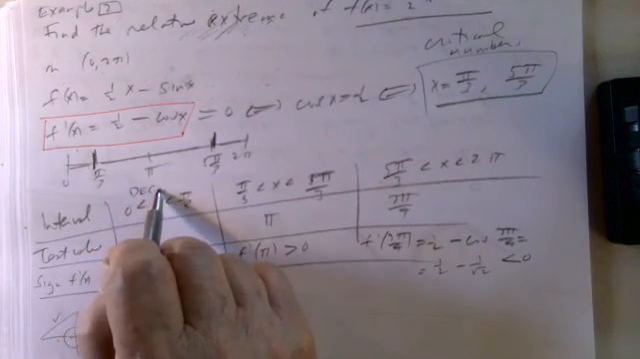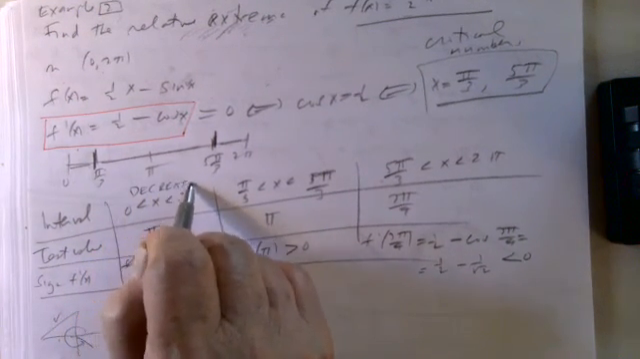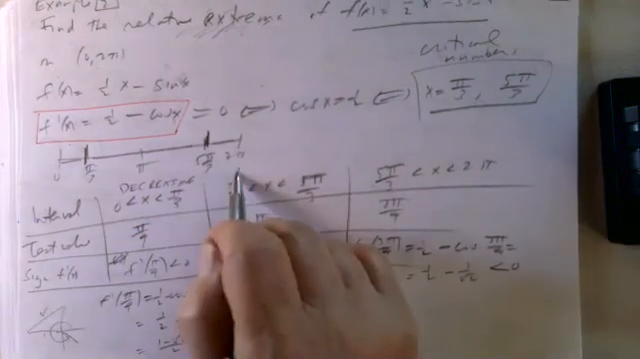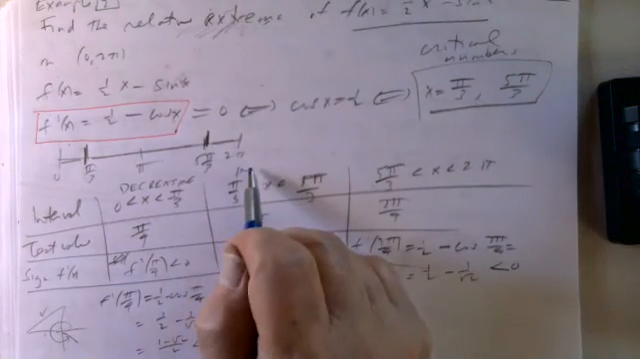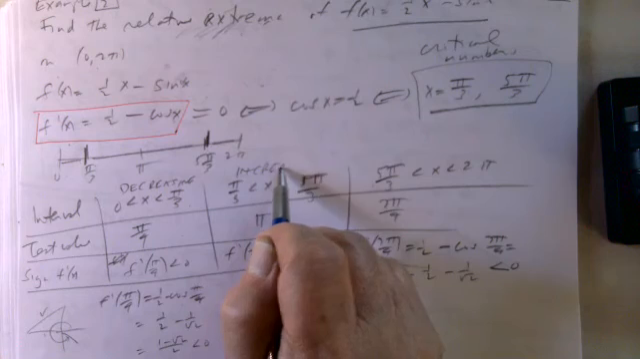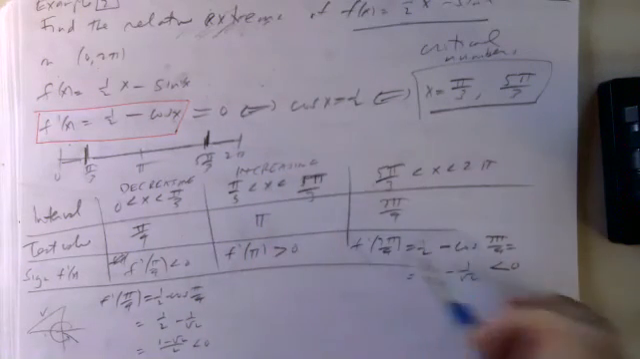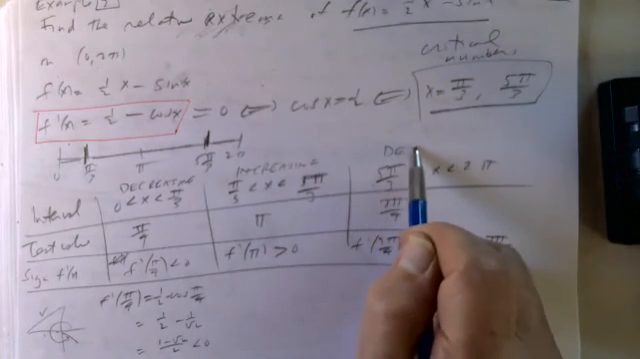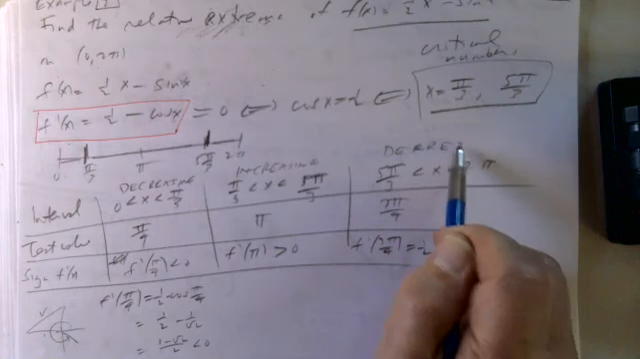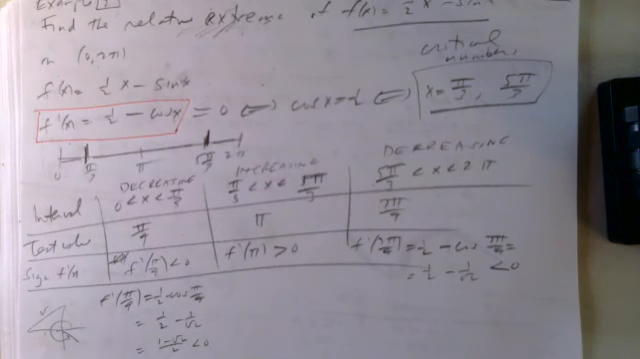So I'll just write it up here. Here the function is decreasing. Here the derivative is positive, so the function is increasing. Here the derivative is negative. The function is decreasing again.